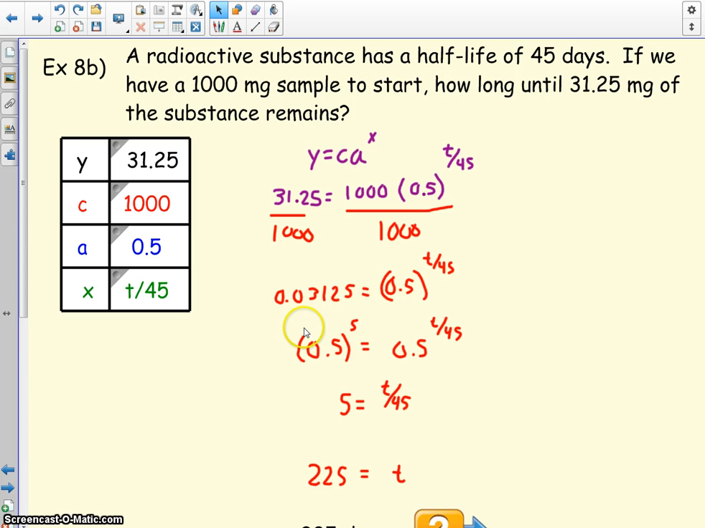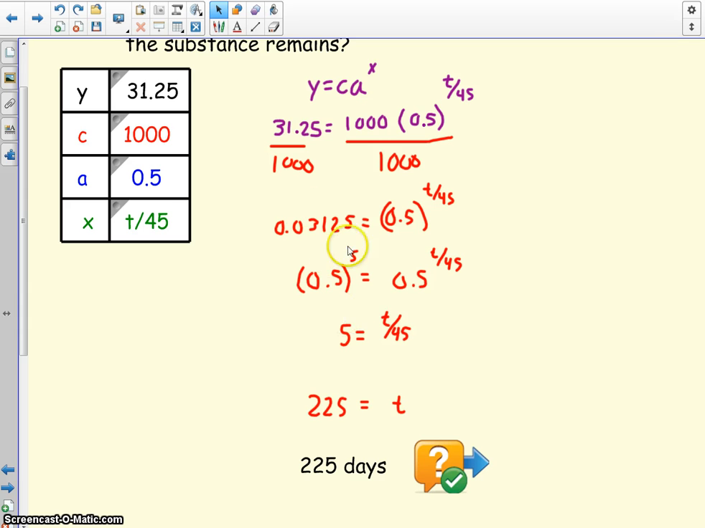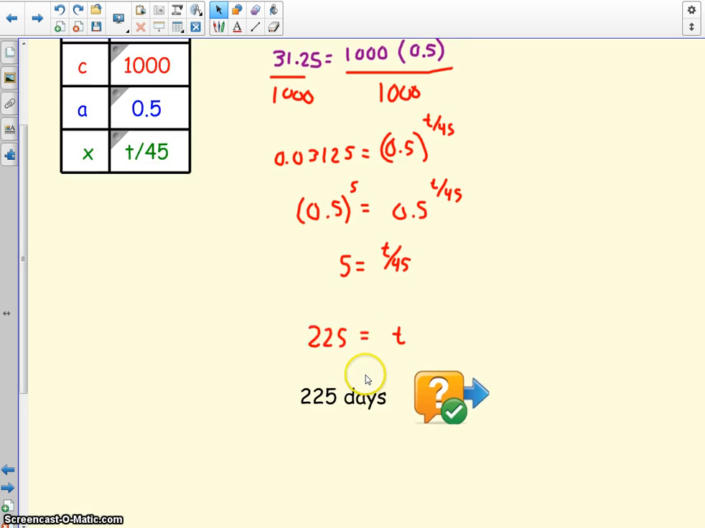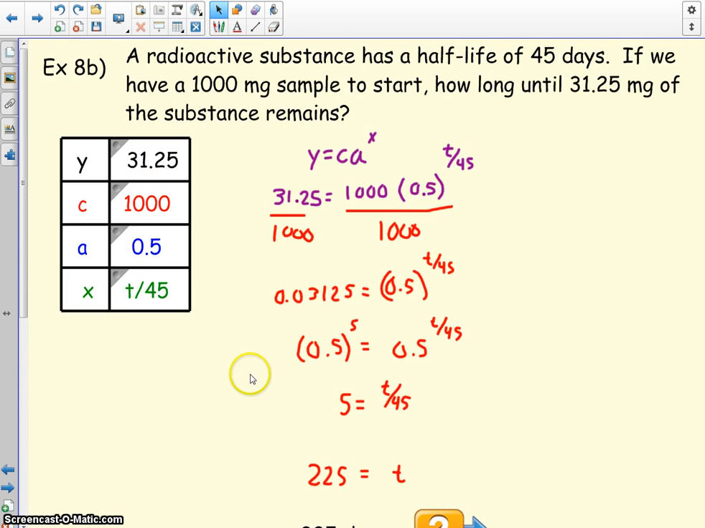So let's try and express the left side as a power of 0.5. If you try a little bit of trial and error in your calculator, it will tell you, without too much work, that 0.5 to the exponent 5 is 0.03125. So we replace that, and now we can equate the exponents. 5 is equal to t over 45, and then when you solve, you get 225 days for t.